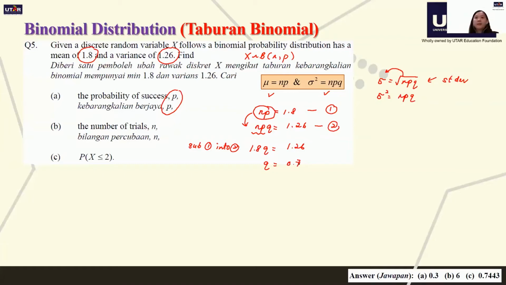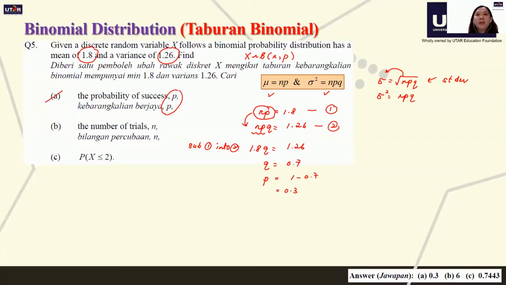Okay, 0.7. But this is not something requested by the question. The question asks to find P, right? But if you know Q, the failure percentage, then you should know the successful percentage, which is P, correct? P is always the complement of Q. You take 1 minus 0.7, so this will give you 0.3. Your P will be 0.3. Okay, so we have solved part A.